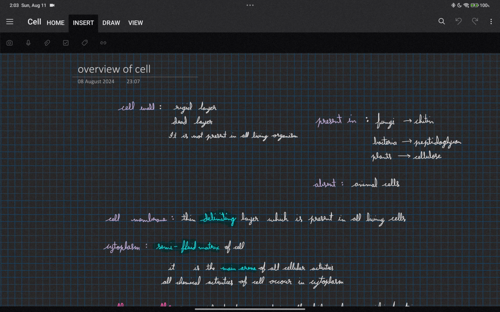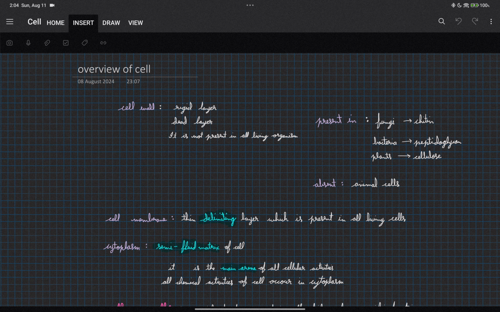Cell wall is a rigid layer, a dead layer, and it is not present in all living organisms. A few examples of organisms with cell wall are fungi, bacteria, and plants. Cell wall is absent in animal cells. In fungi, cell wall is made up of chitin. In bacteria, it is made up of peptidoglycan, and in plants, it is made up of cellulose.